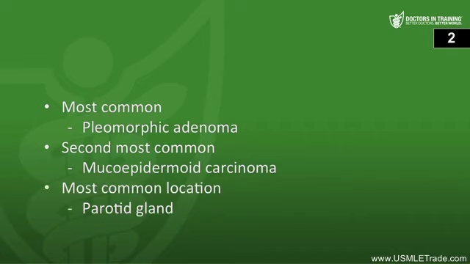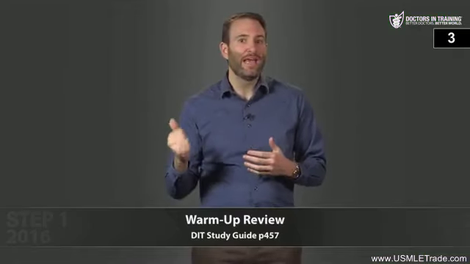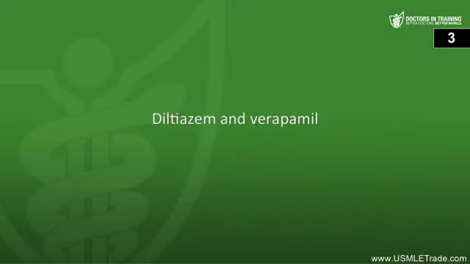And then what's the most common location for a salivary gland tumor? That's going to be the parotid gland. All right, next question. Which calcium channel blockers can be used to treat both hypertension and tachyarrhythmia? You got to think about diltiazem and verapamil.